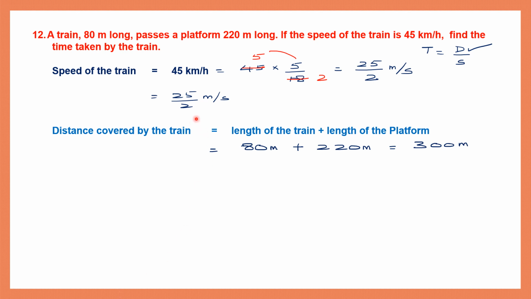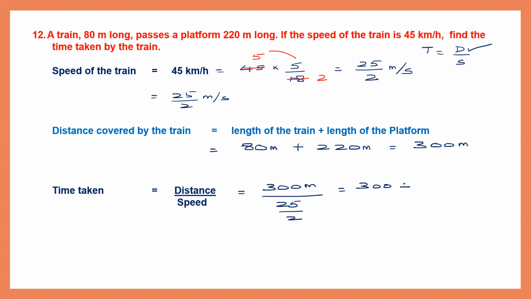So now we have the speed 25 by 2 meter per second, and we have the distance 300 meters. Both the units are the same. Now we can find the time taken, that is distance by speed. So distance by speed, distance is 300 meters, and this is by 25 by 2, which is the speed. So this can be written as 300 by 25 by 2, which means divided by 25 by 2, isn't it? So now I can write this as 300, change division into multiplication and write the reciprocal.